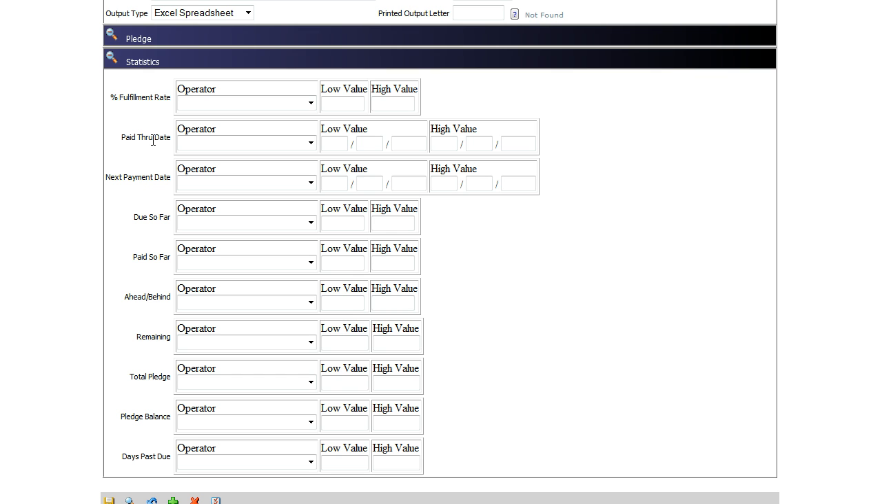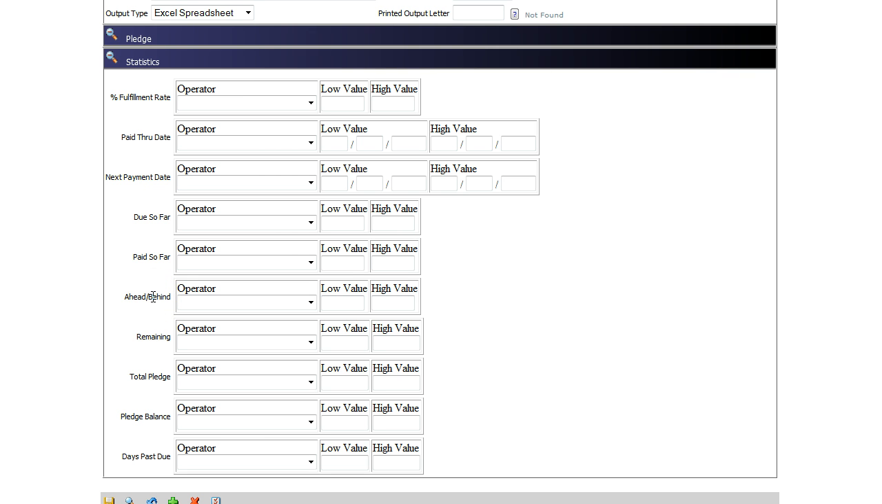Now, paid so far is just that. It's how much money has been paid. And then the ahead behind here, this column, expresses the difference between due so far and paid so far as a negative number.